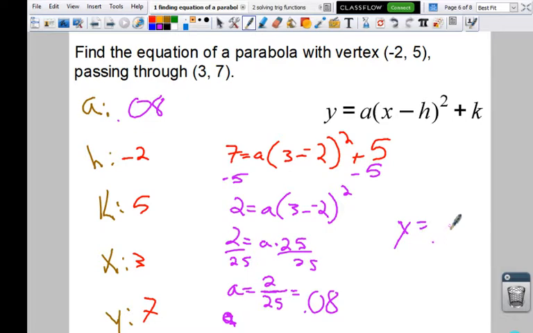Y equals 0.08 times x minus negative 2, squared, plus... I didn't give myself enough space. Why is there 2 equal signs in this equation? There's not, that's really a minus and negative, it's really a plus a positive. Wait, it's always x minus, right?